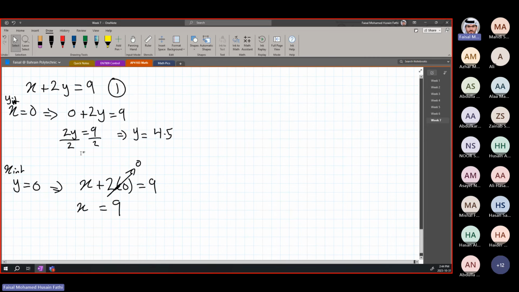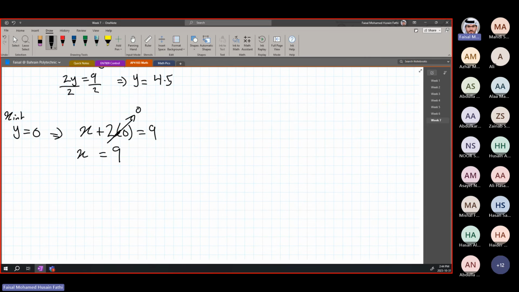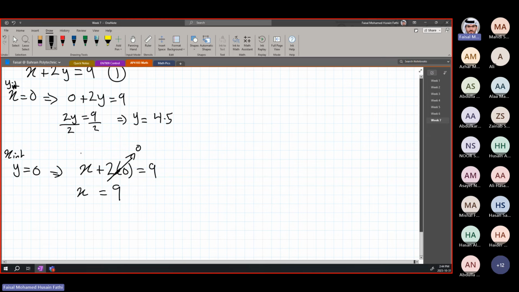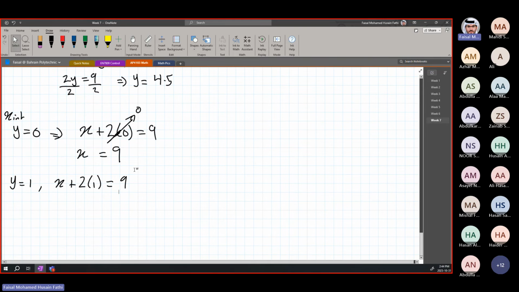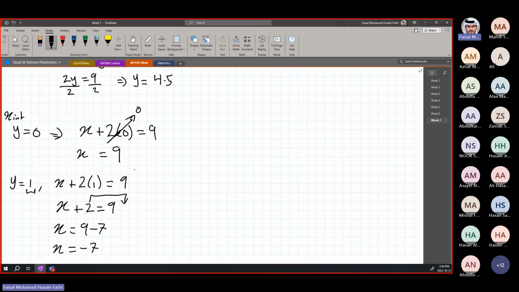That's our x-intercept, y-intercept. Just to repeat, now if this 4.5 bothers you and you want a full number, you can just choose a simple number, another point, for example y is equal to 1. And you substitute in the same equation, so x plus 2 times 1 is equal to 9. In this case, it's going to be x plus 2 is equal to 9. We will just take the 2 to the other side. So x is equal to 9 minus 7, and x is equal to minus 7. But keep in mind, this is when y is equal to 1. So the coordinates would be minus 7, 1.